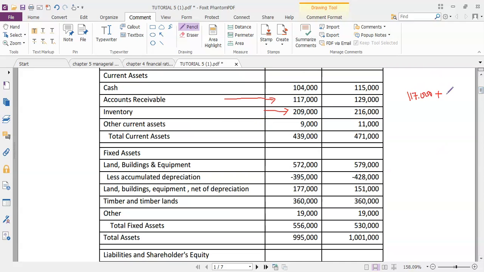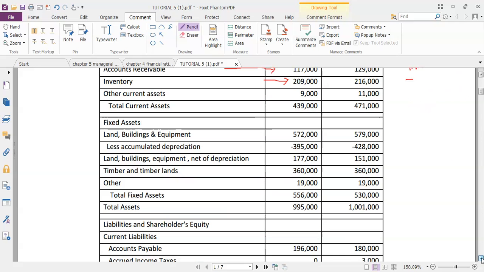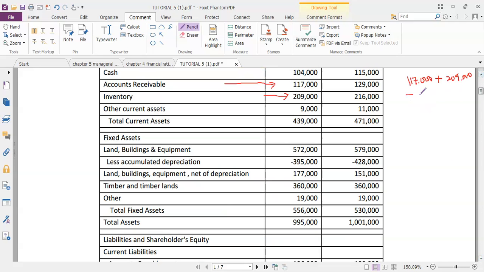So working capital is account receivable 117 plus inventory that is 209, minus account payable that is 196,000. So how much is our net working capital? 130,000. Okay, very good. So this is the answer for net working capital, 130,000.